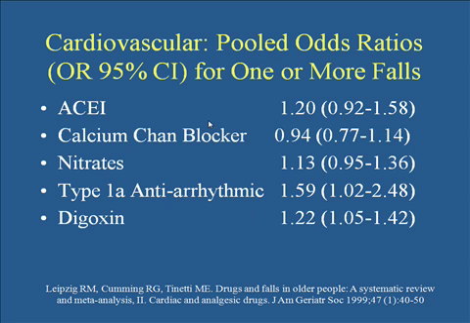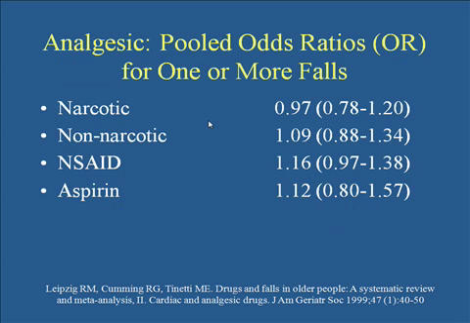So under the cardiovascular pooled odds ratios, you can see those here. And as you can see, with the exception of the type 1A antiarrhythmics and digoxin, none of them reached statistical significance for increased risk of falls. And again, the type 1A antiarrhythmics, it's probably one of the reasons why we don't use those much anymore, because many of the studies have found that the risk of those certainly outweighs some of the benefits. Digoxin, again, we need to realize that in the days of these studies, we may not have been using some of the guidelines we use now, where we use lower doses of digoxin.